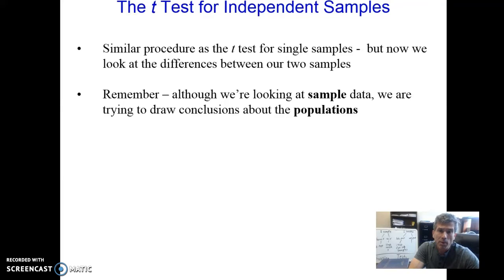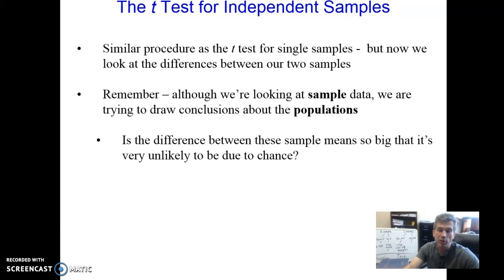The procedure is not much different from our t-test for single samples. The biggest difference here is that we now have nothing but sample data. There is nothing that we know about either population. We don't know any mu's, we don't know any sigmas, we don't know any of that stuff. We have nothing but sample data to estimate those population parameters. So again, the key question we're asking is about the difference between the sample means that we see, instead of between one sample mean and a population mean: is the difference between the two sample means that we've got so large, of such a size, that it's very unlikely to be due to chance?